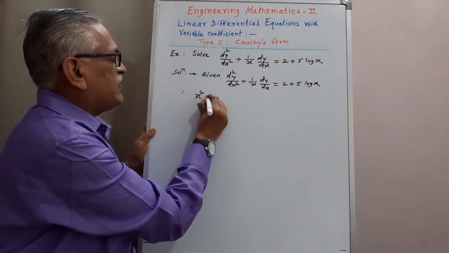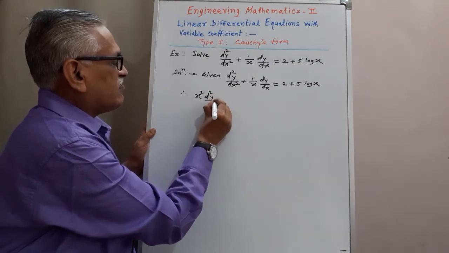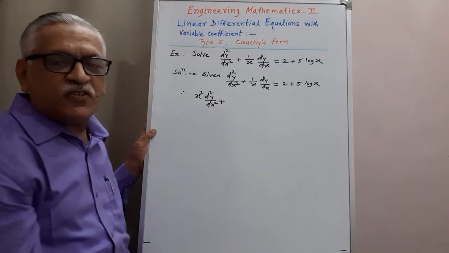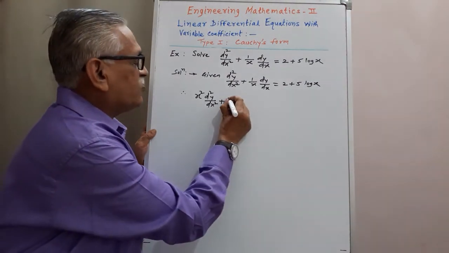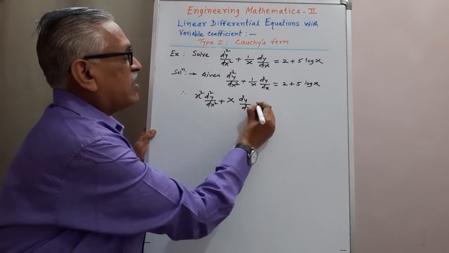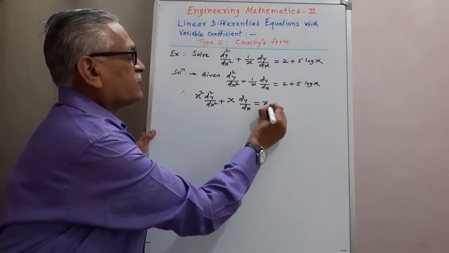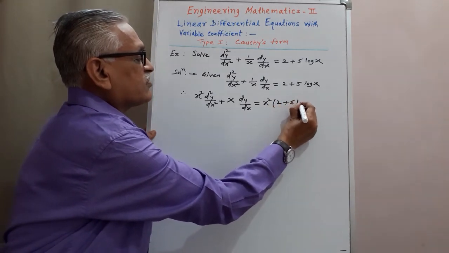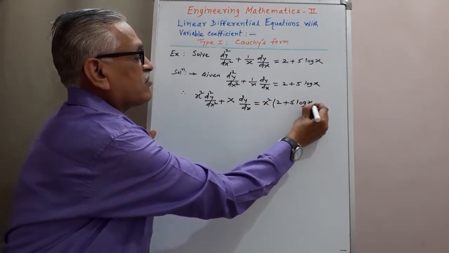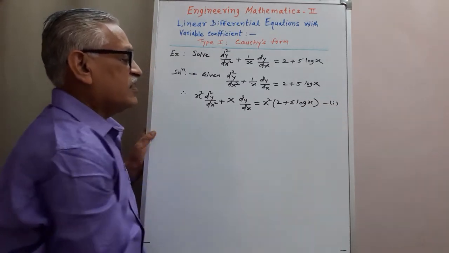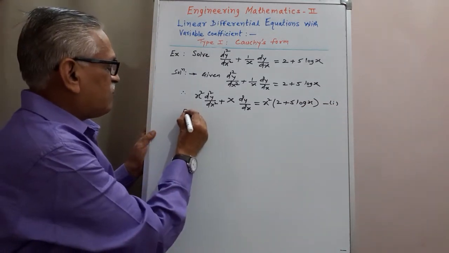square into d2y by dx square plus x square into 1 by x, which remains x only, x into dy by dx, is equal to x square multiplied by 2 plus 5 log x. We call this equation 1. Equation 1 is in Cauchy's form.